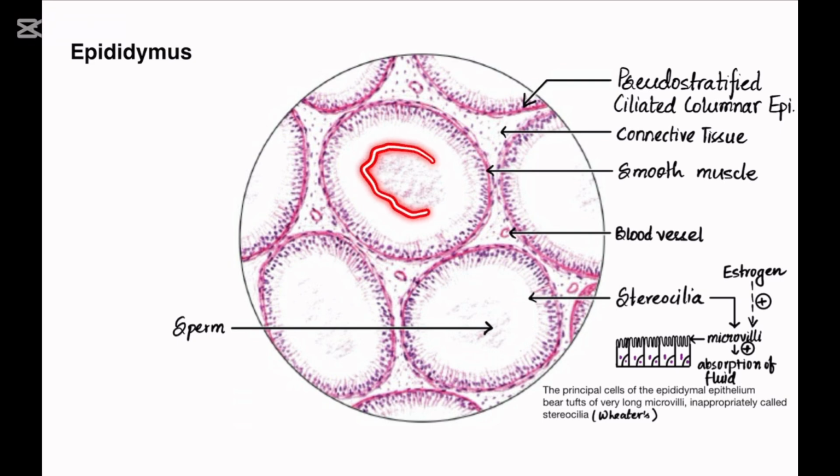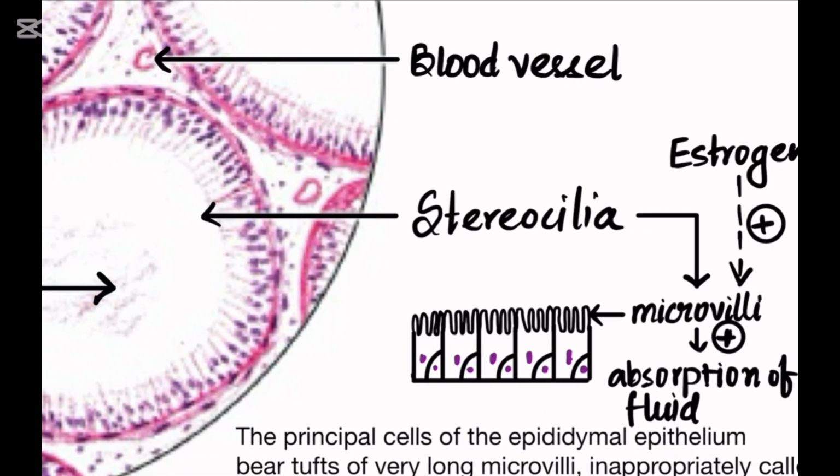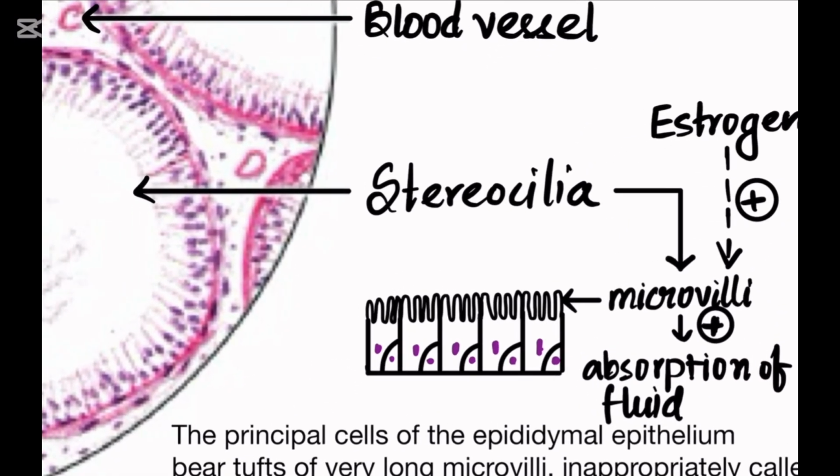Inside, there's the storage of sperm, and it is lined by pseudostratified ciliated columnar epithelium. That means if you were to look at the epithelium, it contains tall columnar cells with small basal cells, all arranged in a single layer. However, since the nuclei are present in two different layers, they seem to be stratified.